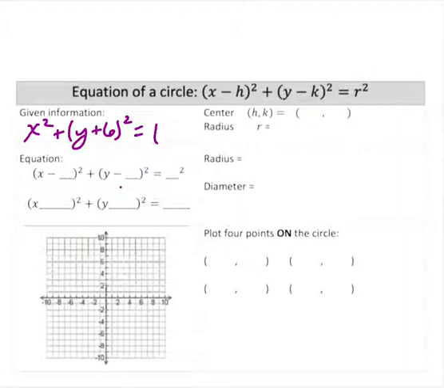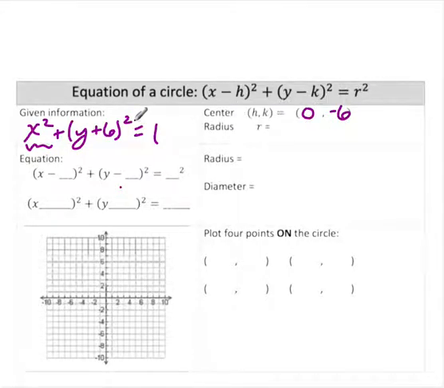Let's do another one just for practice. So I look here and I say, well, x doesn't have anything being subtracted or added to it, so what do I put there? Well, if there's nothing there, we're going to put 0. But the opposite of positive 6 is negative 6, so the y-coordinate is negative 6.